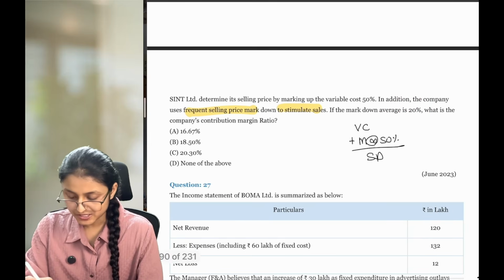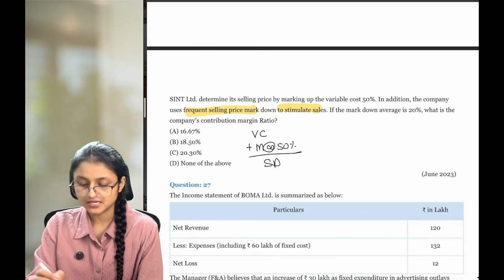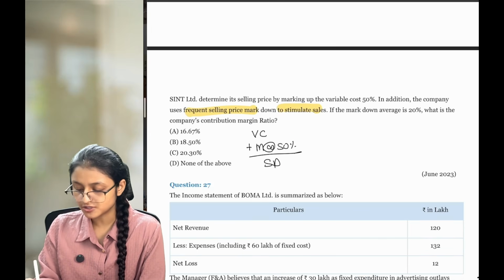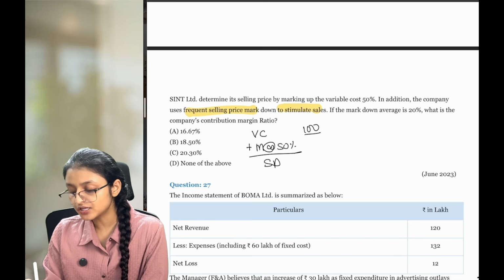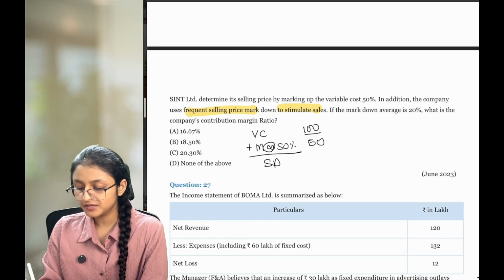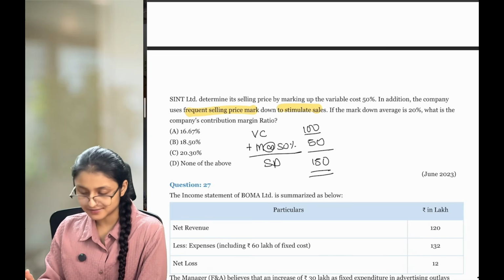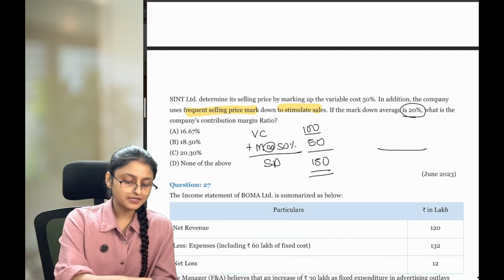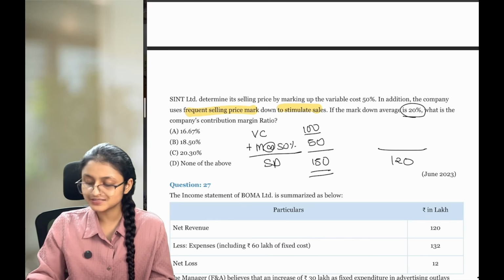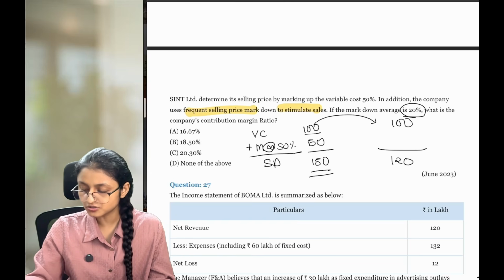So whenever the question is only providing you percentages, it is better to assume some things. Like I can assume my variable cost, let's say as 100. So if it is 100, my margin is 50% of variable cost. So this is going to be 50. Adding both of them will give me the selling price of 150. So after getting 150 as the selling price, we decided to mark down the selling price by 20%. 150 minus 20% will give you 120 as the selling price. But your variable cost will remain as it is, no changes in the variable cost.